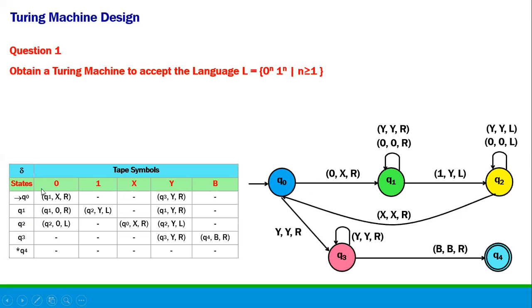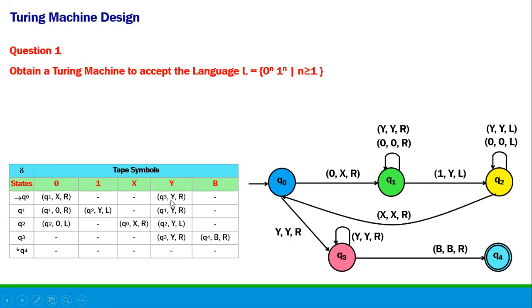So what you have to do is you make a table in such a way that you have one column for the states, and then all the tape symbols you write: 0, 1, X, Y, B. These are all the tape symbols. Upon 0, what are we doing? We are changing the state to Q1, replacing it with X, and moving right. So Q naught upon 0 we have got. Do we have any Q naught upon 1? No, so left blank. Q naught upon X? No. But Q naught upon Y? Yes, I have. I'm moving to Q3.